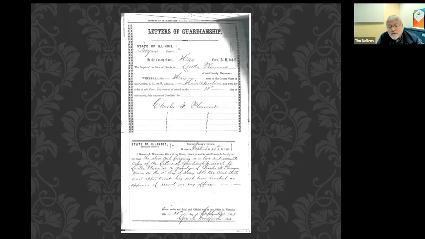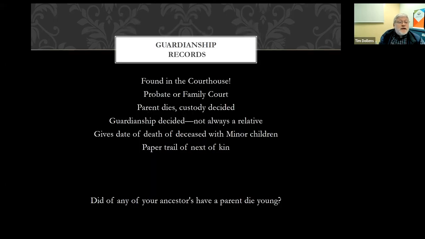And a lot of times they'll rent out the land or they'll sell it outright, and the guardian will just give money to the caretaker of the child as they need it for books and clothing, etc. So when a child's parent dies and they're under age 18, always look for guardianship papers in the county court of where they were living when the parent died. Those are very important records because they're going to show both sides of the family. Again, they're found in the courthouse. Sometimes they're in family court, not just probate. And someone has to get custody of this child.